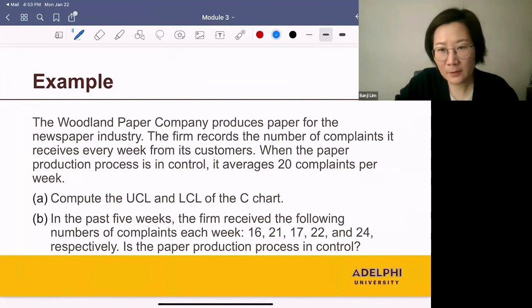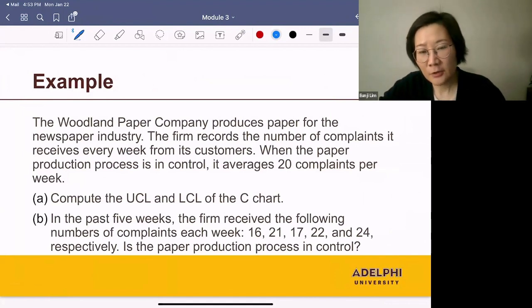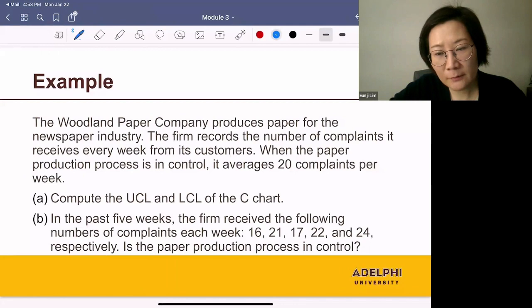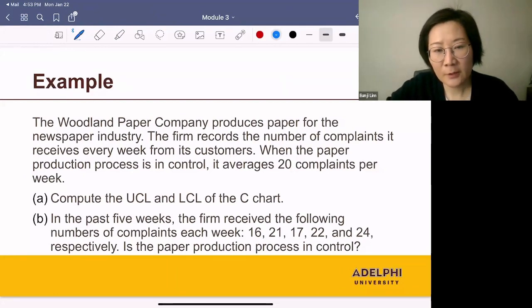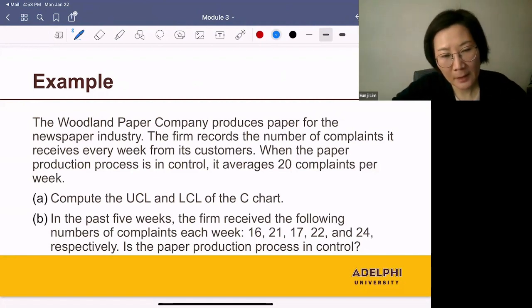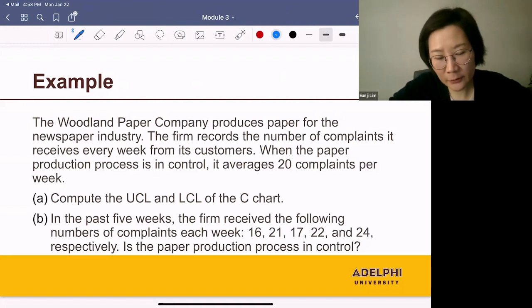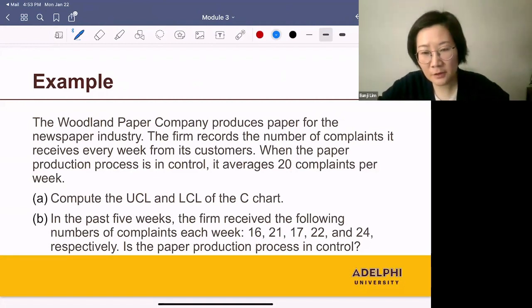The Woodland Paper Company produces paper for the newspaper company. The firm records the number of complaints it receives every week from its customers. When the paper production process is in control, it averages 20 complaints per week. A. Compute the upper control limit and the lower control limit of the C chart.